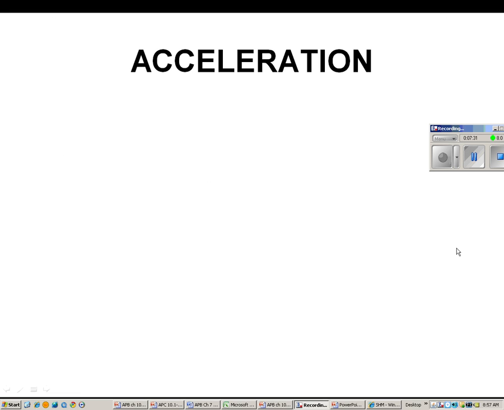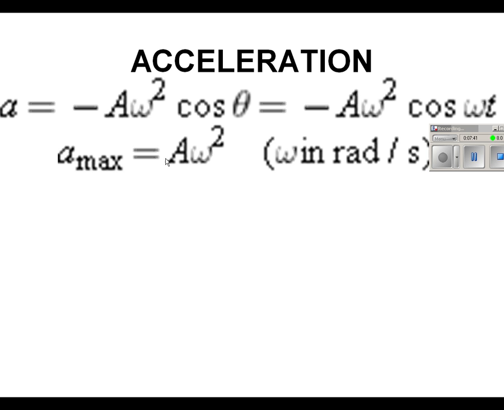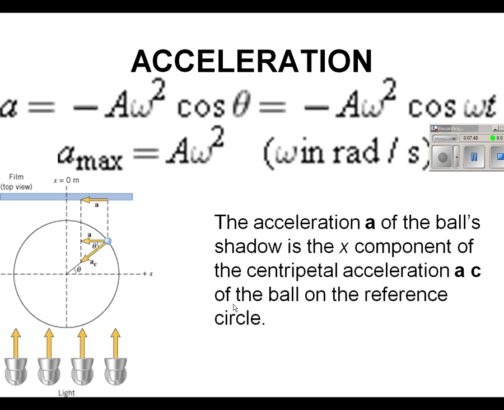Now we're going to look at the acceleration vector. It's similar to the velocity vector, except it's A omega squared cosine omega t instead of sine omega t. But really the most important part that we want to worry about is a max is A omega squared. So if we take a look at this, it's again the x component of the centripetal acceleration that's here. And we'll go ahead and look at our circular motion.